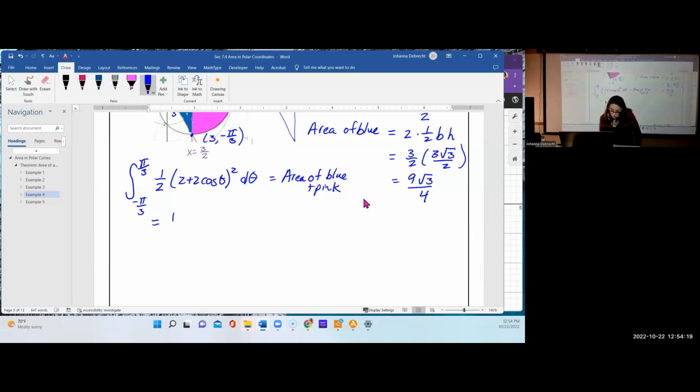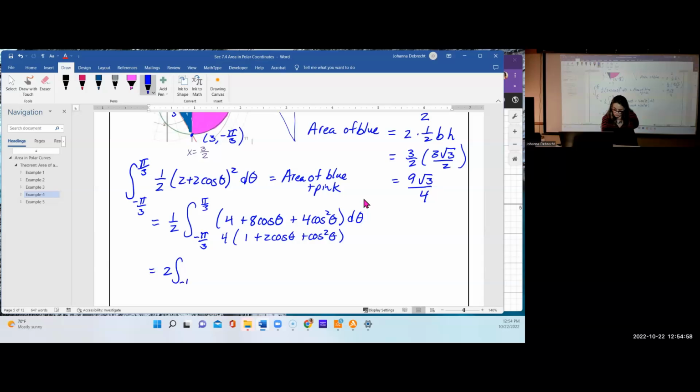So now I've got 1/2 integral from negative pi over 3 to pi over 3. And this gives me 4 plus 8 cosine of theta plus 4 cosine squared of theta d theta. Now I've got a 4 in common here, so I can factor out the 4, and that's going to give me 4 times 1/2, which will be 2. So this becomes 1 plus 2 cosine of theta plus cosine squared of theta. So now I can split this up. So 4 times 1/2 gives me 2.